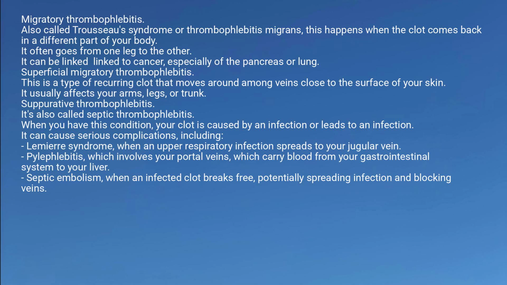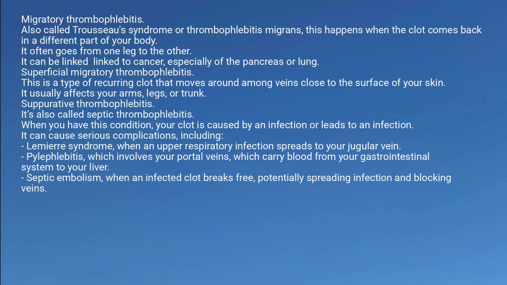Migratory thrombophlebitis, also called Trousseau's syndrome or thrombophlebitis migrans. This happens when the clot comes back in a different part of your body. It often goes from one leg to the other. It can be linked to cancer, especially of the pancreas or lung. Superficial migratory thrombophlebitis. This is a type of recurring clot that moves around among veins close to the surface of your skin. It usually affects your arms, legs, or trunk.